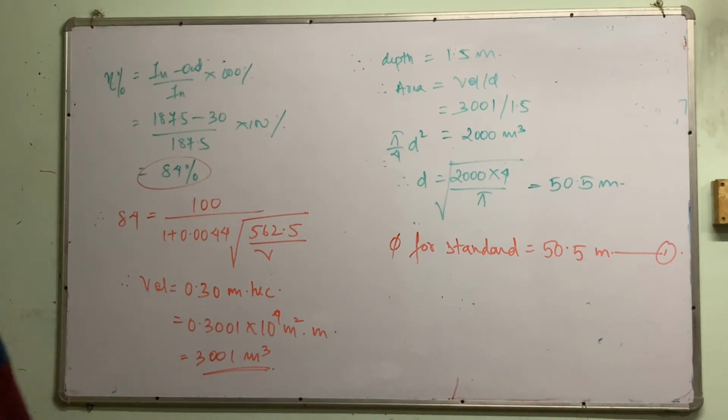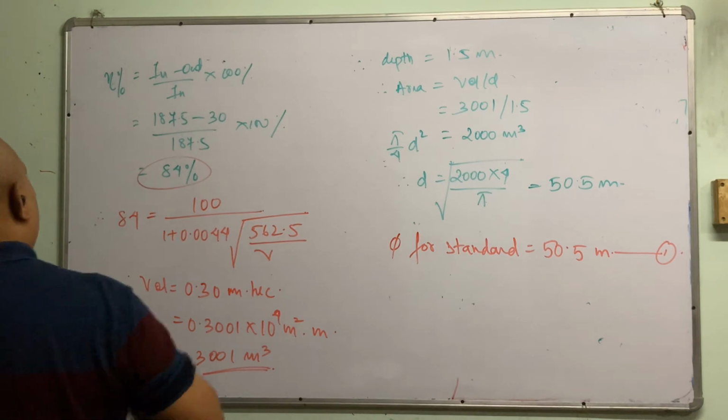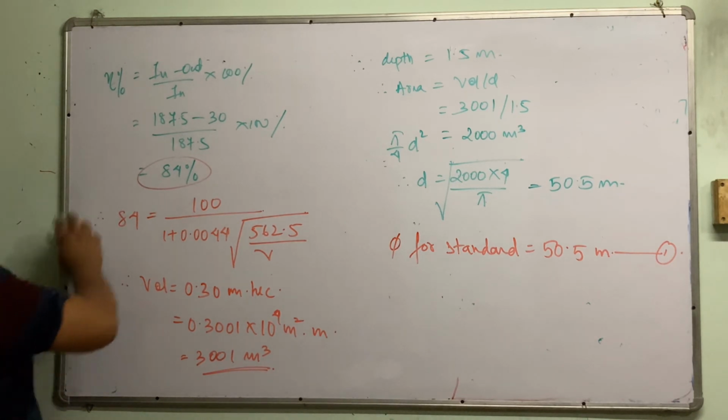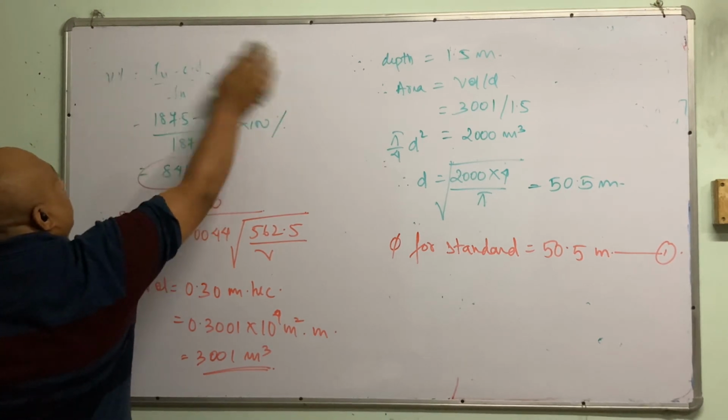Okay, for the hybrid trickling filter, I think this is clear. For the hybrid trickling filter, we have to change the value of the recirculation factor.